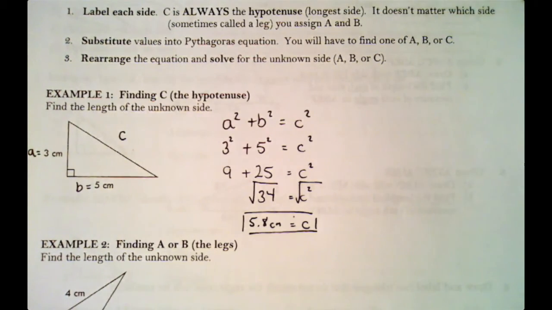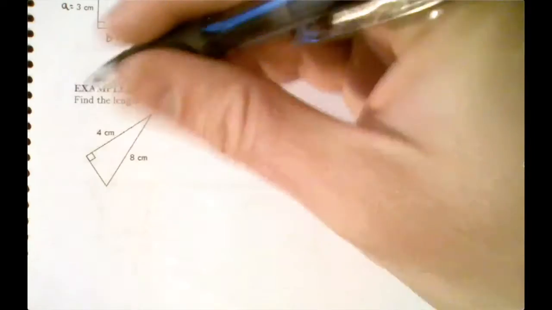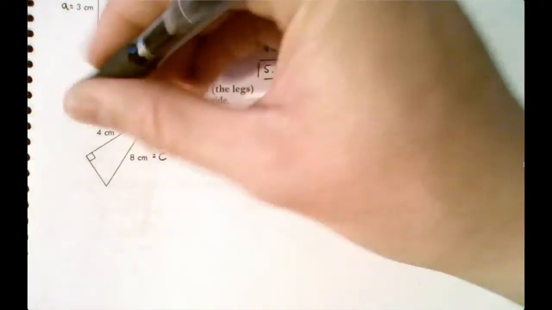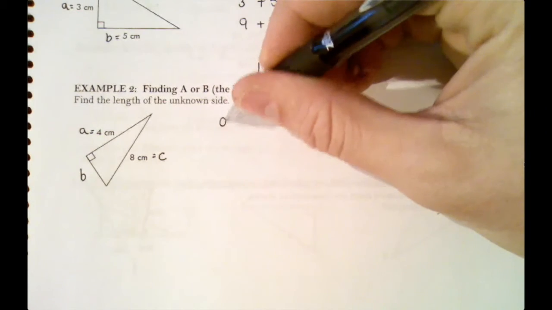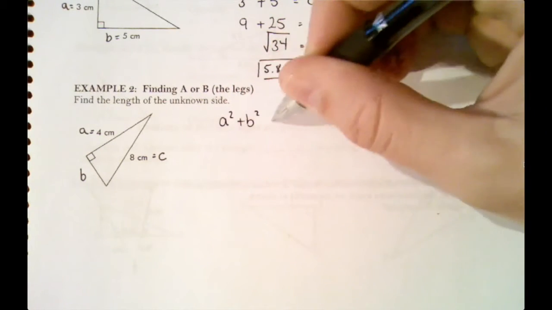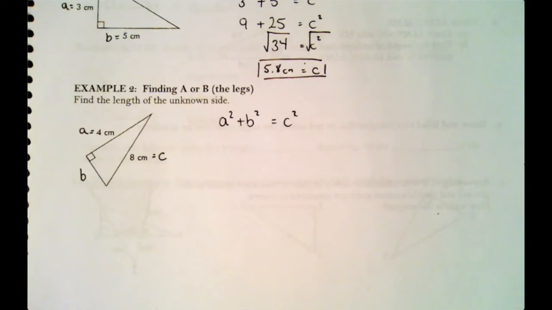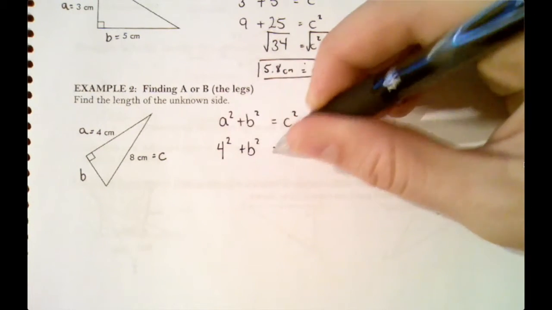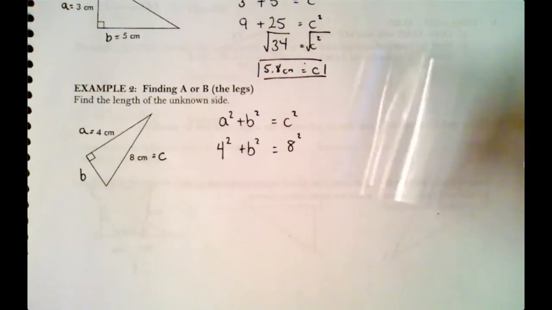So this can get a little trickier if you're asked to find one of the legs. So let's label the triangle first. We've got the side across from 90 this time, so that's C. And we're going to call this side A, so we don't know B. So if we write Pythagorean theorem, a squared plus b squared equals c squared, and we plug in what we know, this is what happens. 4 squared, because A is 4. We don't know B. We do know C, 8 squared.